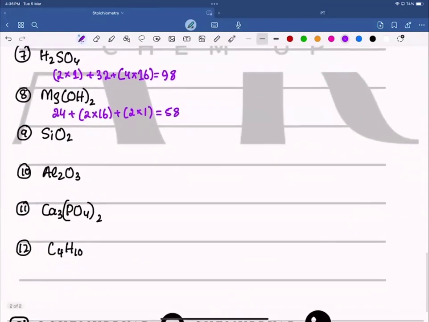Okay, do these 4 quickly. Saad, where are the answers? You just put in the values. So silicon is 28 and 2 times 16, 32. So 32 and 28, 60. Can you hear me? 60. Yes, I can hear you.